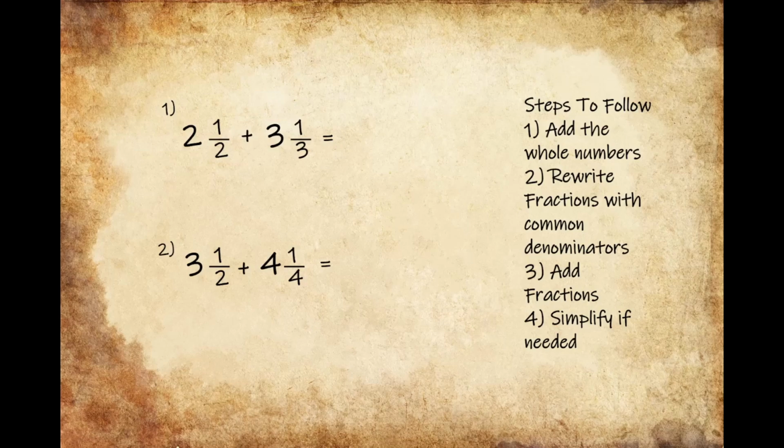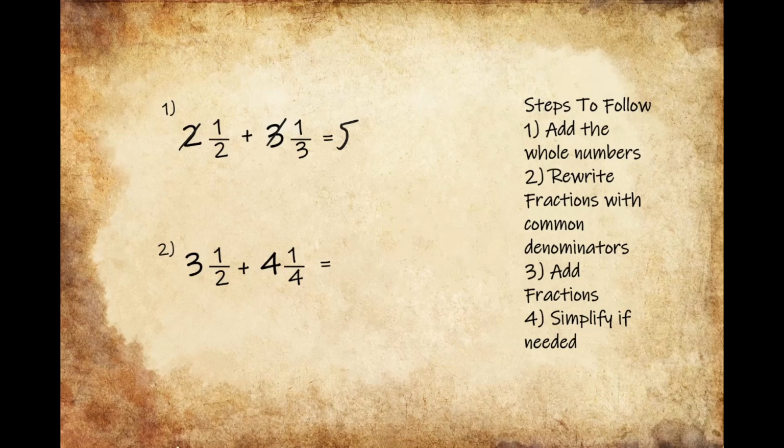So in question number 1, we're being asked to add 2 and 1/2 plus 3 and 1/3. So looking at the steps that we have to follow here, the first thing that we're going to do is add the whole numbers together. So in question number 1, we have a 2 and a 3, and 2 plus 3 gives us 5. So we're going to go ahead and write a 5 here. The next thing that we're going to do is cross out both the 3 and the 2 so that we don't get confused. We've already added those numbers together.